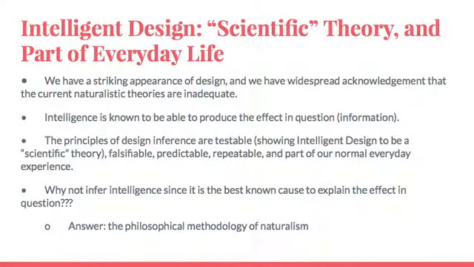Intelligent design, the scientific theory and part of everyday life. We have a striking appearance of design, and we have a widespread acknowledgement that the current naturalistic theories are inadequate. Intelligence is known to be able to produce the effect in question, which is information. The principles of design inference are testable, showing intelligent design to be a scientific theory. They're falsifiable, predictable, repeatable, and part of our everyday experience. Why not infer intelligence, since it is the best known cause to explain the effect in question? The answer is philosophical: methodological naturalism.